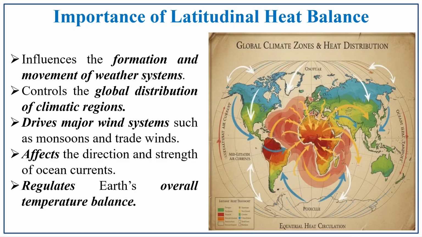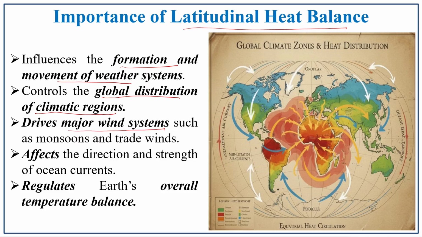The importance of latitudinal heat balance. What is the importance? It influences the formation and movement of weather systems. So day to day and hour to hour weather is controlled by what? This latitudinal heat balance. It controls the global distribution of climatic regions. In the previous slide, we discussed the climatic zones, so its influence is most important.